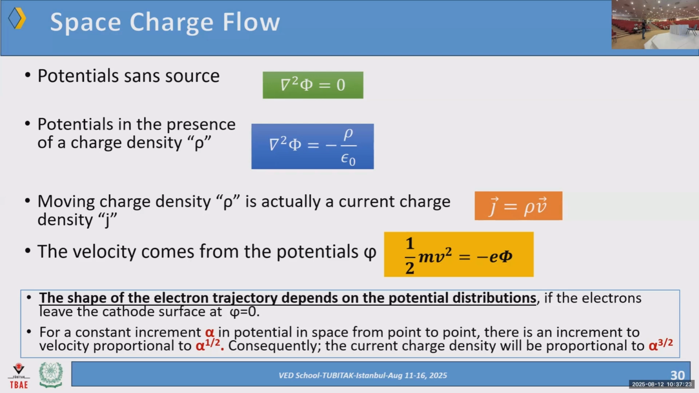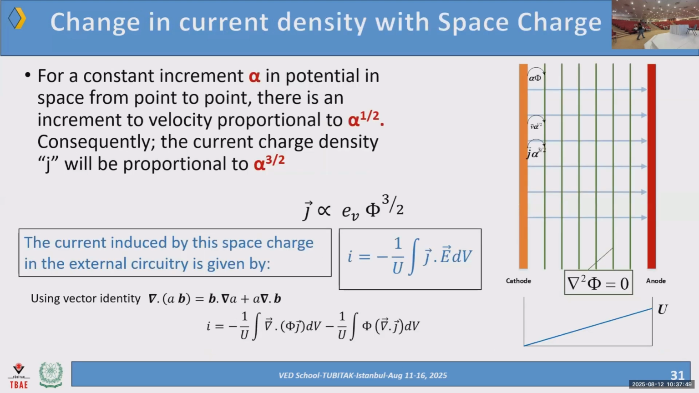Consider that from one point to the other point, we have an alpha potential-like increment or decrement, depending upon the potential. What happens is that velocity will be weighted by the alpha square root, and the charge density will be proportional to the alpha to the 3/2 power of that thing. I want you to appreciate this thing. We have those lines which have no charge, and from point to point the potentials are different.